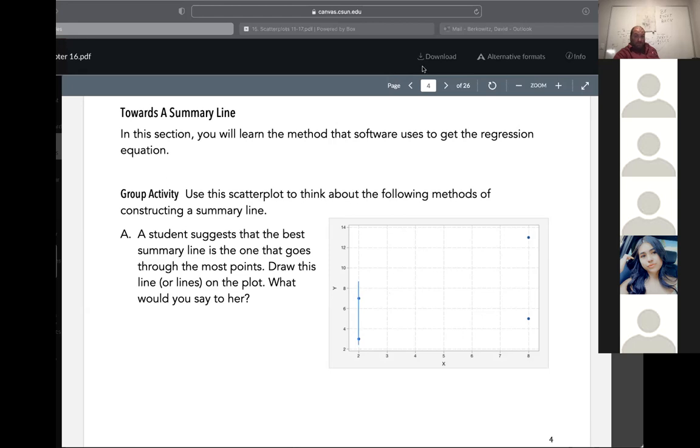No. How about that? Is that the best fit line?